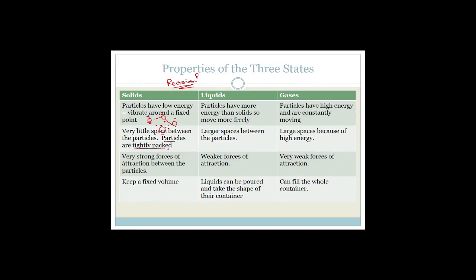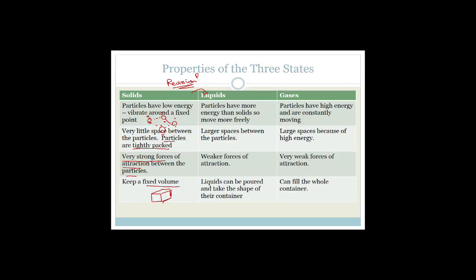There are very strong forces of attraction between the particles, and that's what's holding these particles near each other, and they keep a fixed volume. In other words, it doesn't matter what I do, they're not going to take on another shape. I'm not talking about if you hit it with a hammer and break it. I mean that if, for example, you have a solid block of ice, and that block of ice remains below the temperature at which it's going to melt, it's going to remain that shape unless we go and attack it with an axe. If we heat it up, obviously it's going to start becoming a liquid, and then its shape or its volume is going to change.